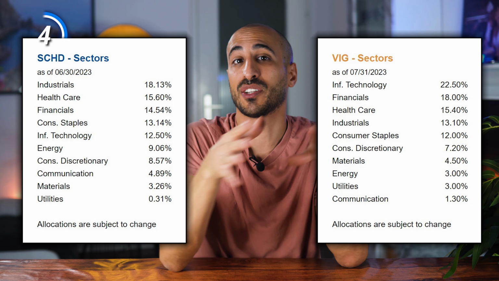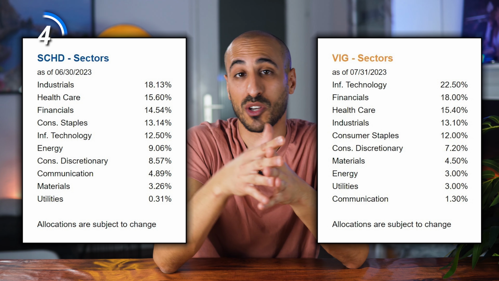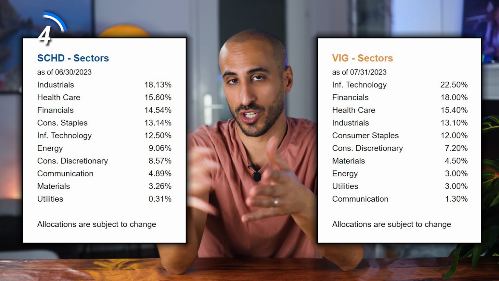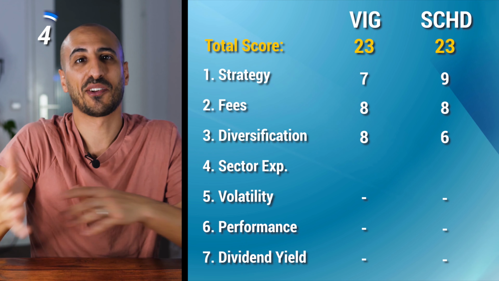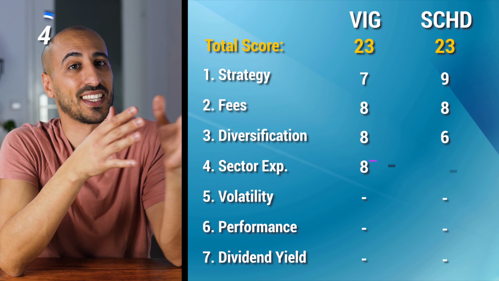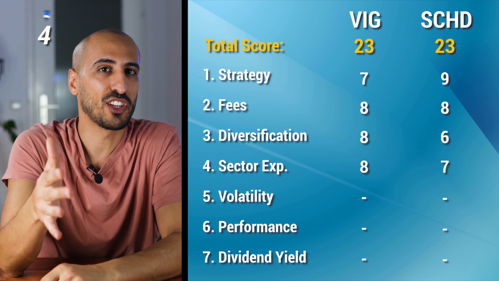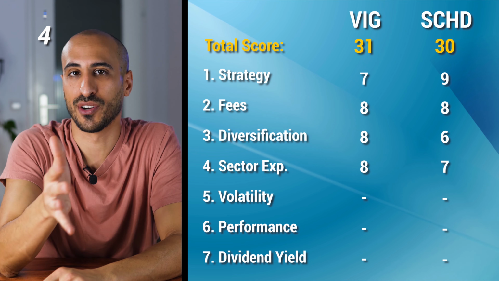Generally speaking, I prefer the sector exposure of VIG, also because of my tendency to be bullish on technology in the long term. But SCHD also has a great composition with more value, which by the way might even perform better than growth in the next decades. So it's a hard choice, but I'm gonna give 8 points to VIG and 7 points to SCHD, bringing VIG to 31 points against 30 of SCHD.